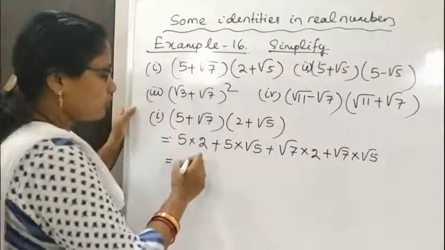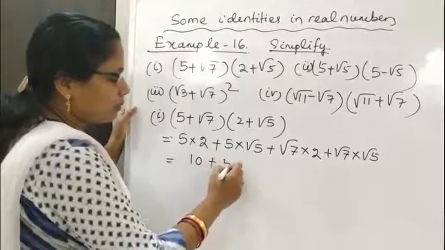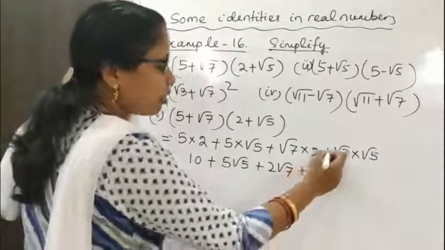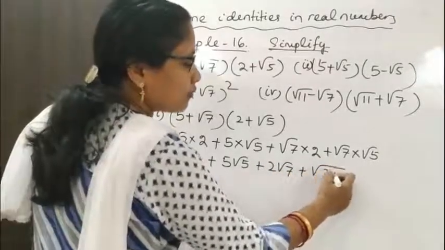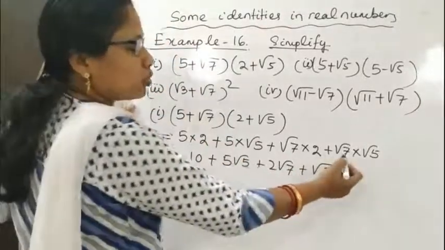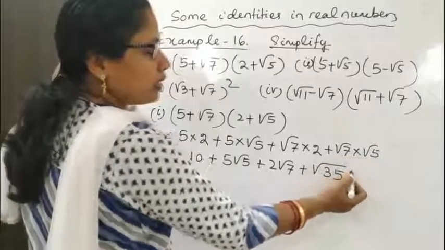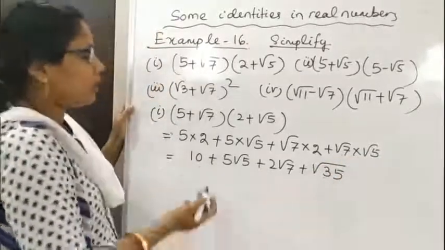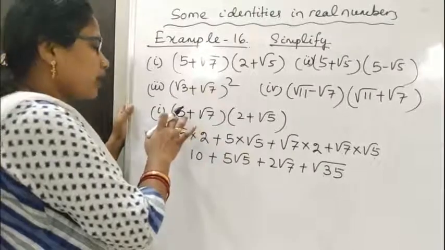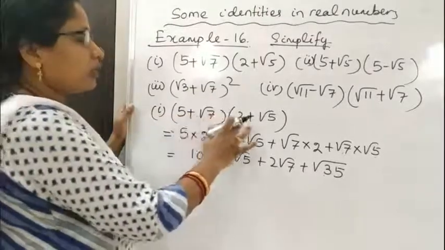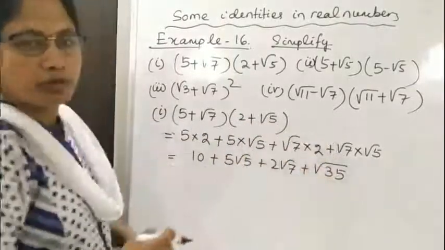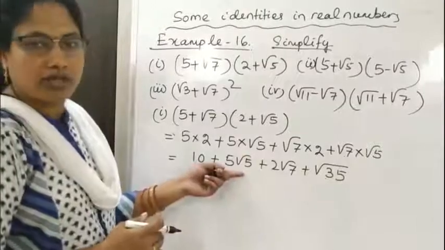So this is equal to 10 plus 5 root 5 plus 2 root 7 plus square root of 35. So here we have used the identity root A multiplied with root B is equal to root over AB, and in the first case, what we have discussed in our identity, that is A plus root B multiplied with C plus root D, in this way we have to multiply. So this is the answer, or this is the product.